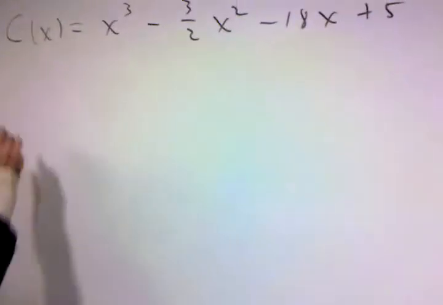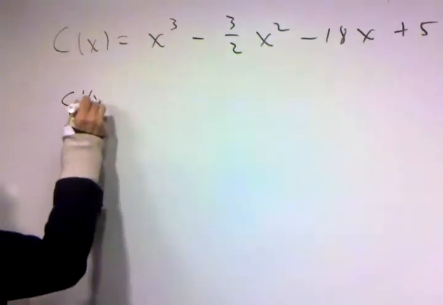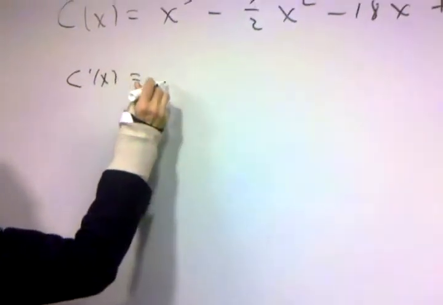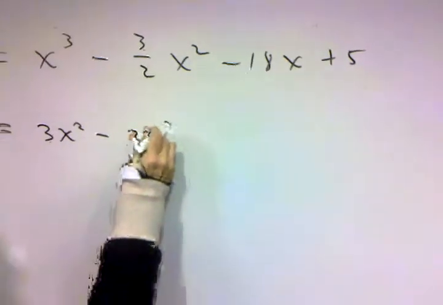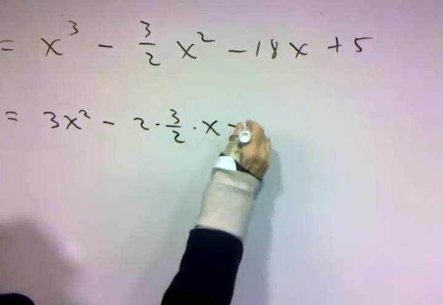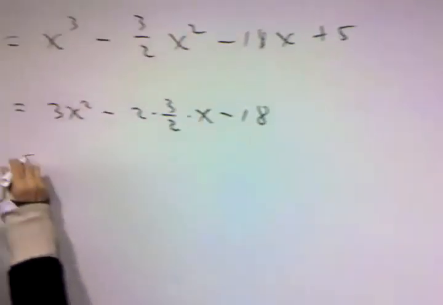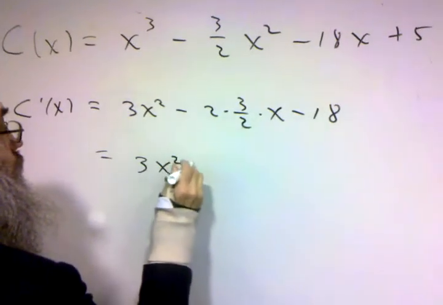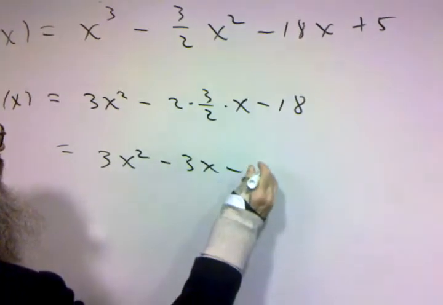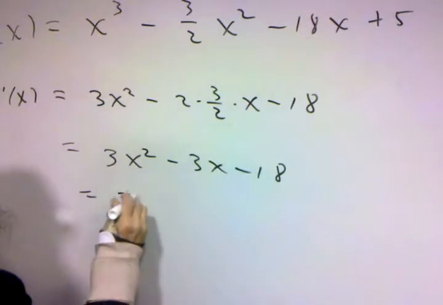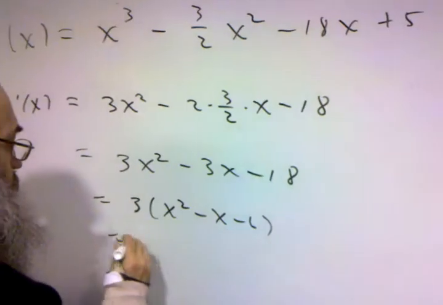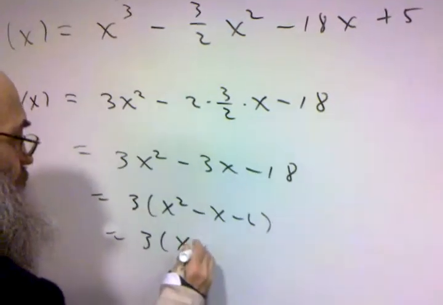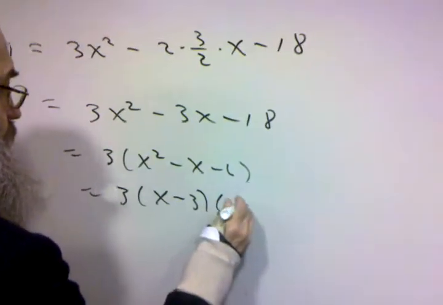To find relative max, relative min, we take a derivative. So we want to set c prime of x equal to 0. First we find c prime of x. This would be 3x squared minus 2 times 3 halves times x minus 18. So c prime is 3x squared minus 3x minus 18. Factor out a 3: 3 times x squared minus x minus 6. This equals 3 times x minus 3 times x plus 2.